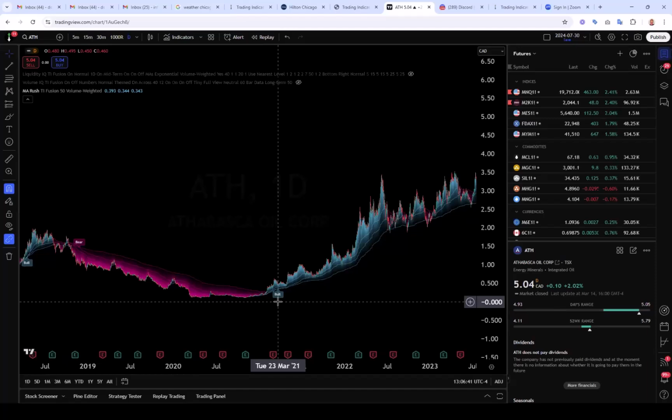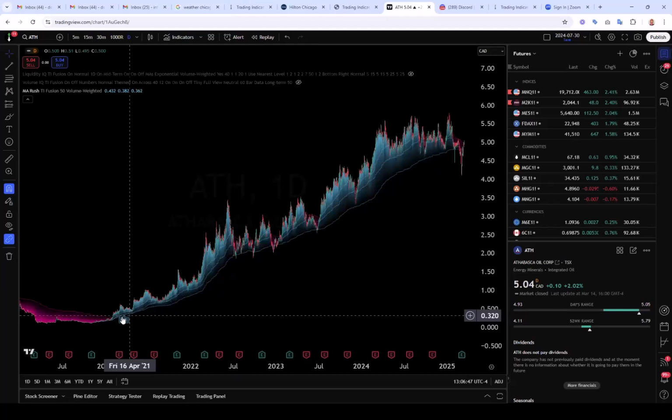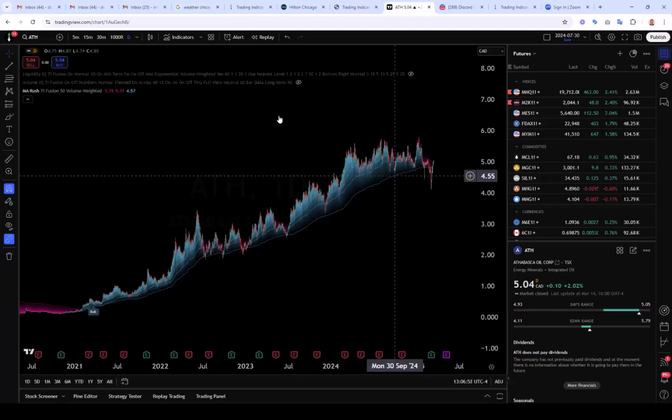March 23, the 23rd of March 2021. Okay, nice up move, beautifully from a penny stock. Wow, crazy, what a sizable move. A thousand percent or more.